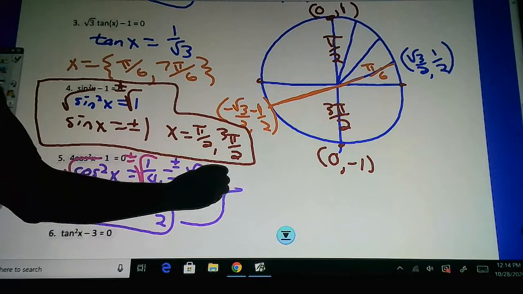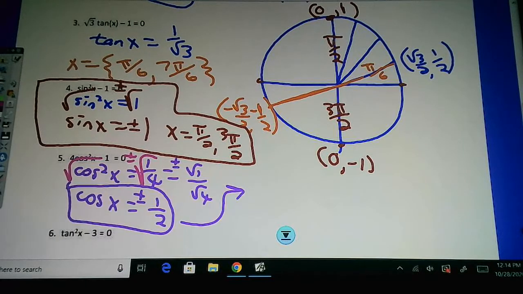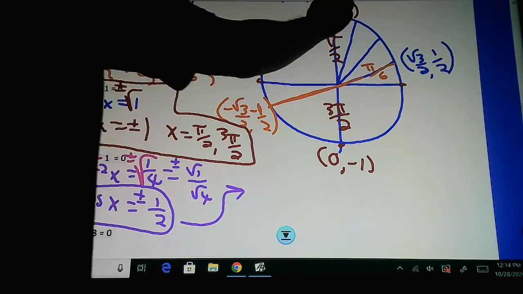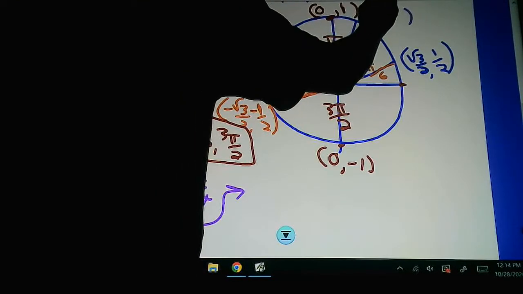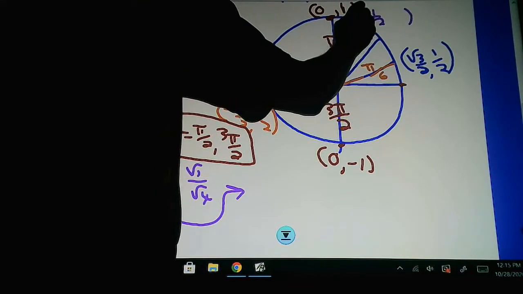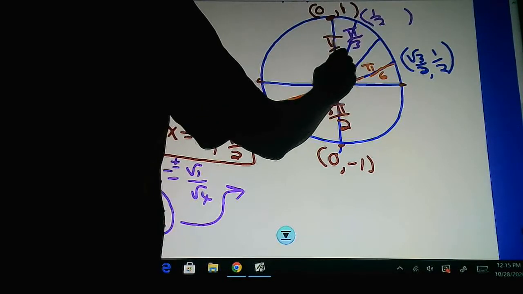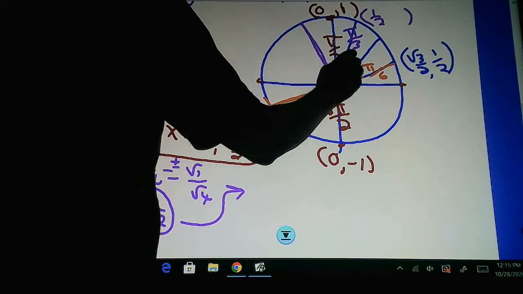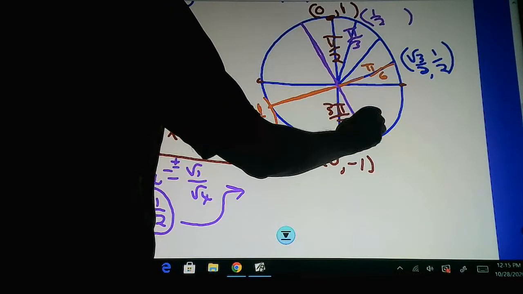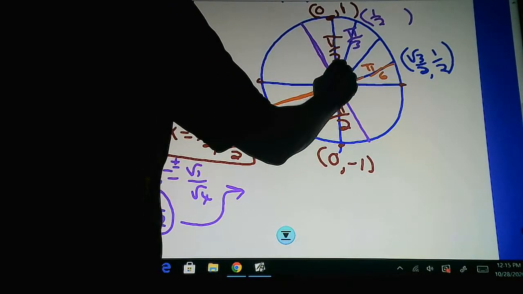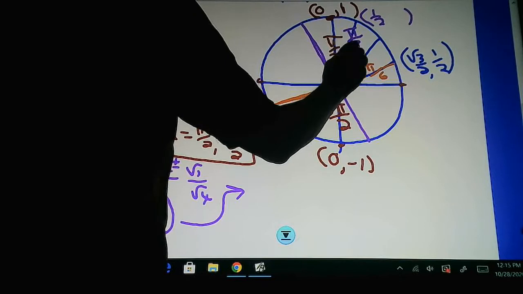So that's going to lead us to our answers. Cosine equals 1/2 up here. There's one place where cosine equals 1/2. We call that 5 pi thirds. There's a place over here where it's equal to a negative 1/2. All of these thirds are going to be your answers.